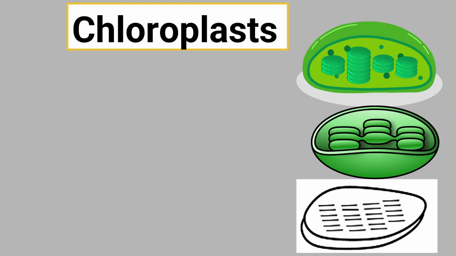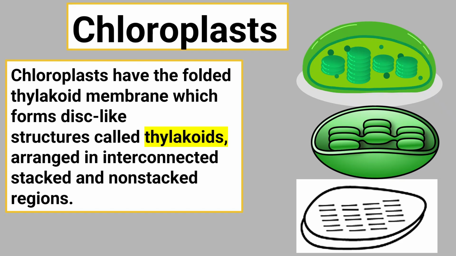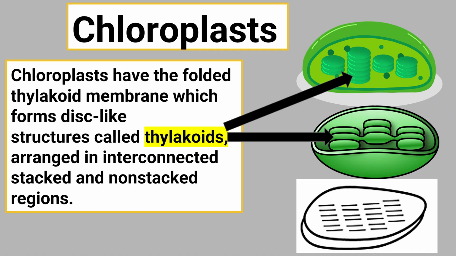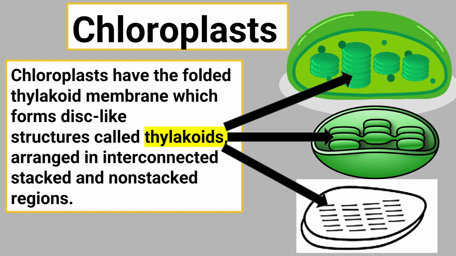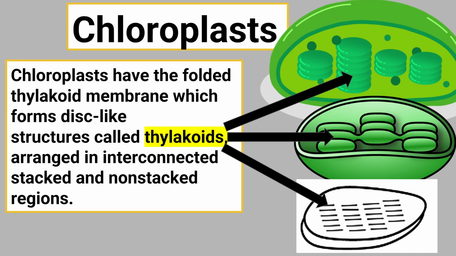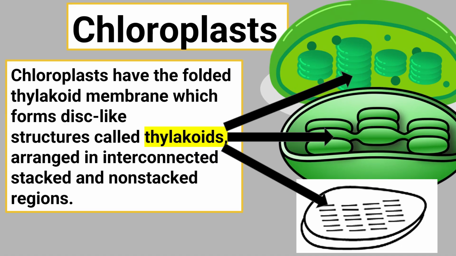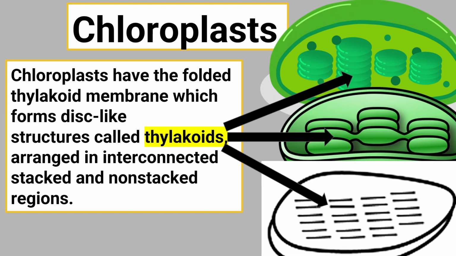Chloroplasts. Chloroplasts have the folded thylakoid membrane, which forms a network of flattened discs called thylakoids that are arranged in stacked and unstacked regions that are interconnected. Memorize how the thylakoid membrane is represented in the drawing of a chloroplast. The chloroplasts are the site of photosynthesis in the plant cell, where light energy is converted to chemical energy.